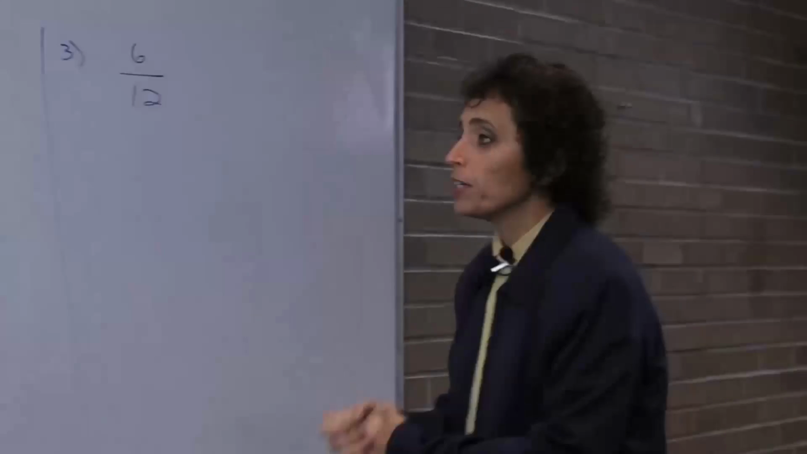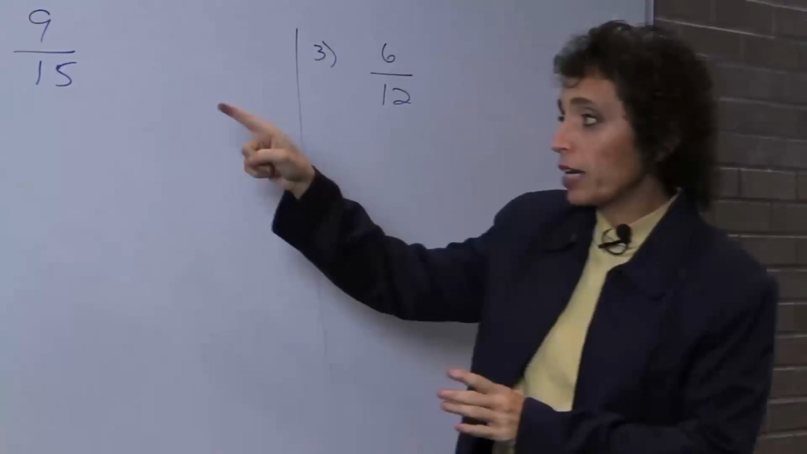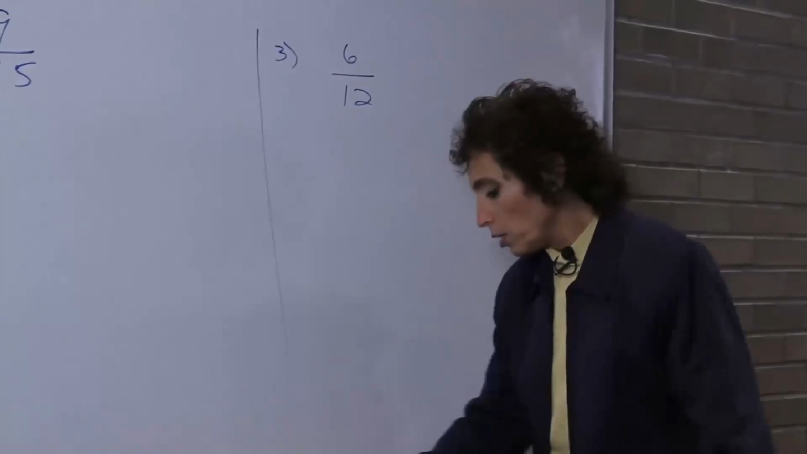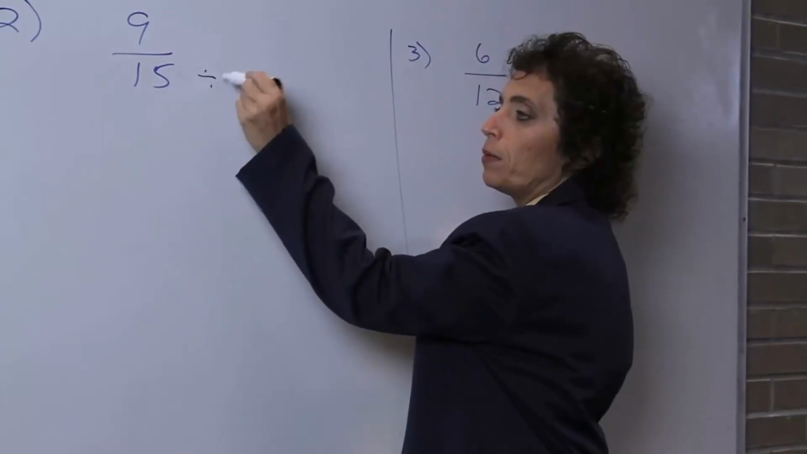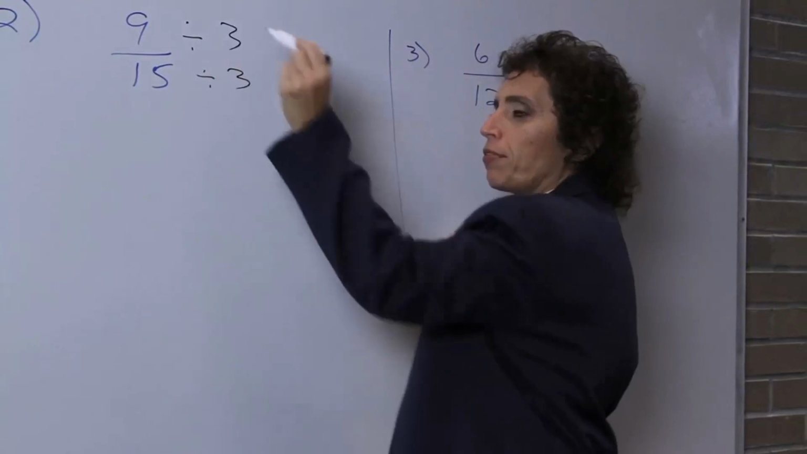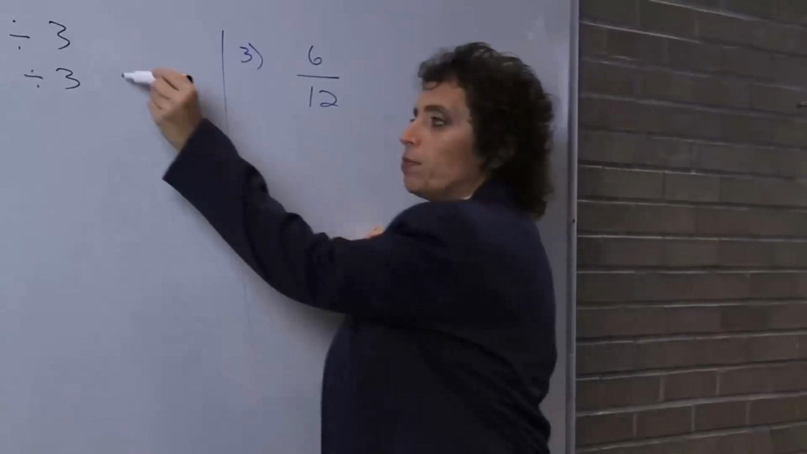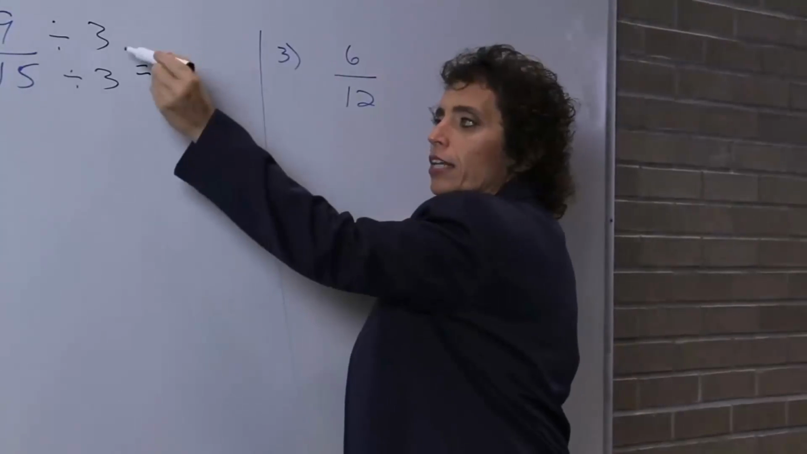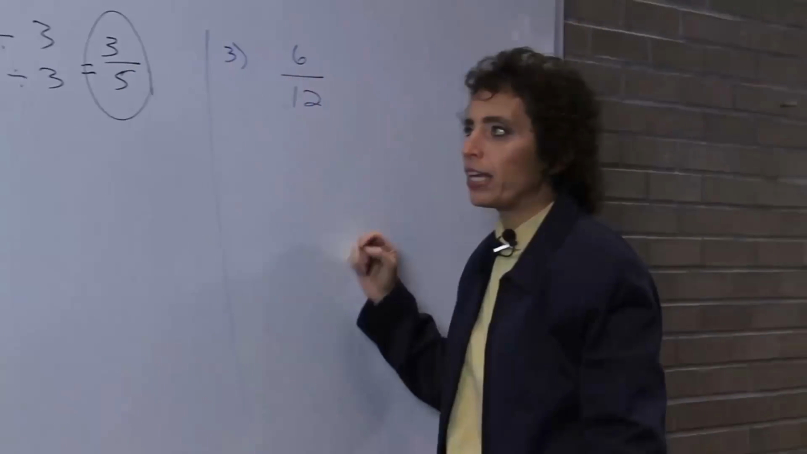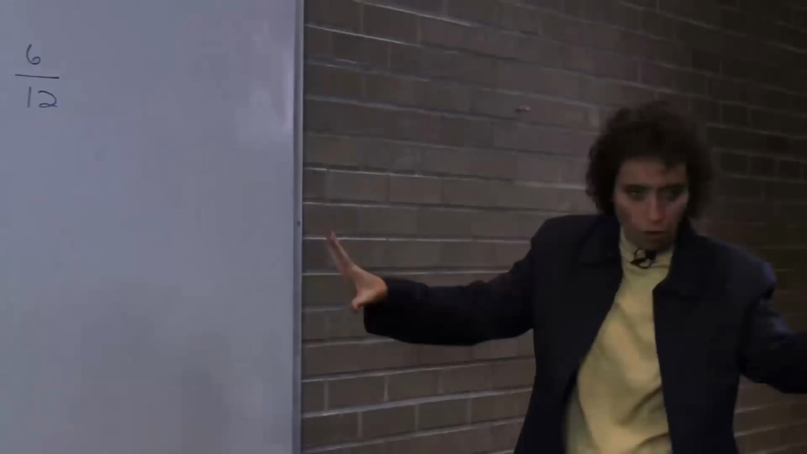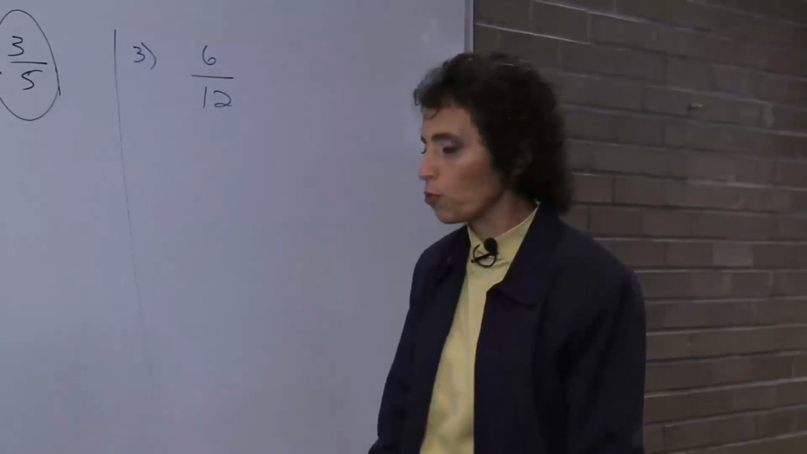All right, let's see how you did. So we have 9/15. We're going to pick a number that goes into both 9 and 15. Let's see, how about 3? We'll divide the top by 3, the bottom by 3, and we get 15 divided by 3 is 5. 9 divided by 3 is 3. So 9/15 is the same thing as 3/5. No fraction bars. Take my word for it. 9/15 is the same as 3/5.